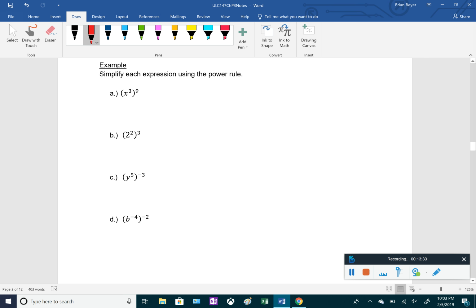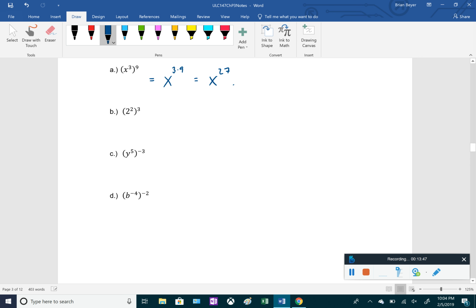So let's do some examples. So we have x cubed and then to the 9th. So it's a power to a power, so we're multiplying. That's going to be x to the 3 times 9, which is x to the 27th. Next one, 2 squared to the 3rd. Power to a power, we multiply. That's 2 to the 2 times 3. 2 to the 6th.